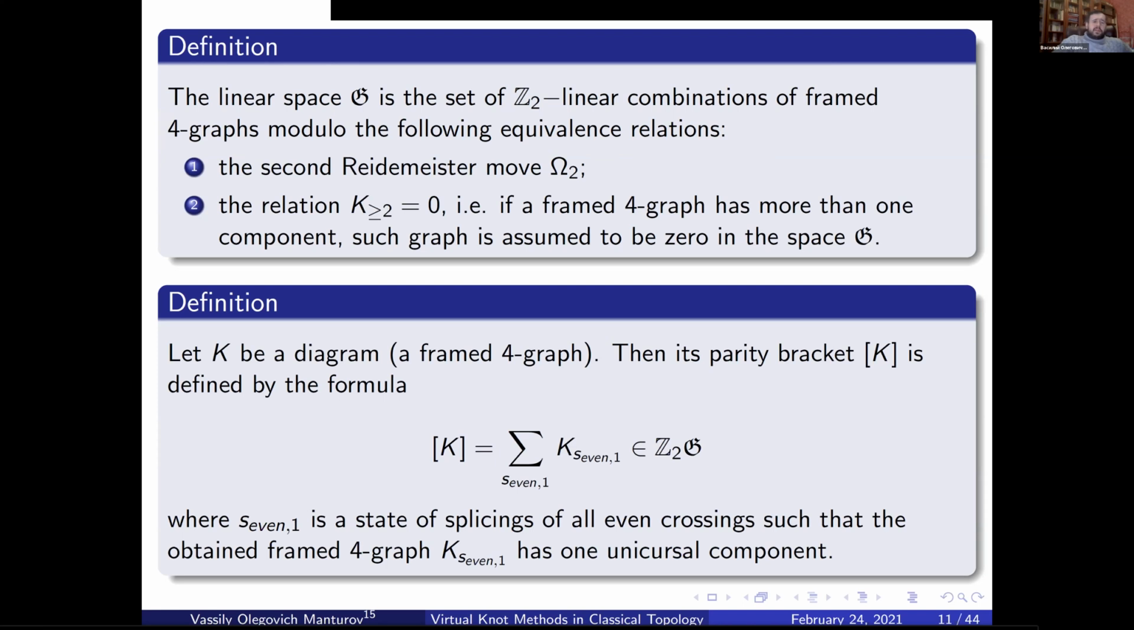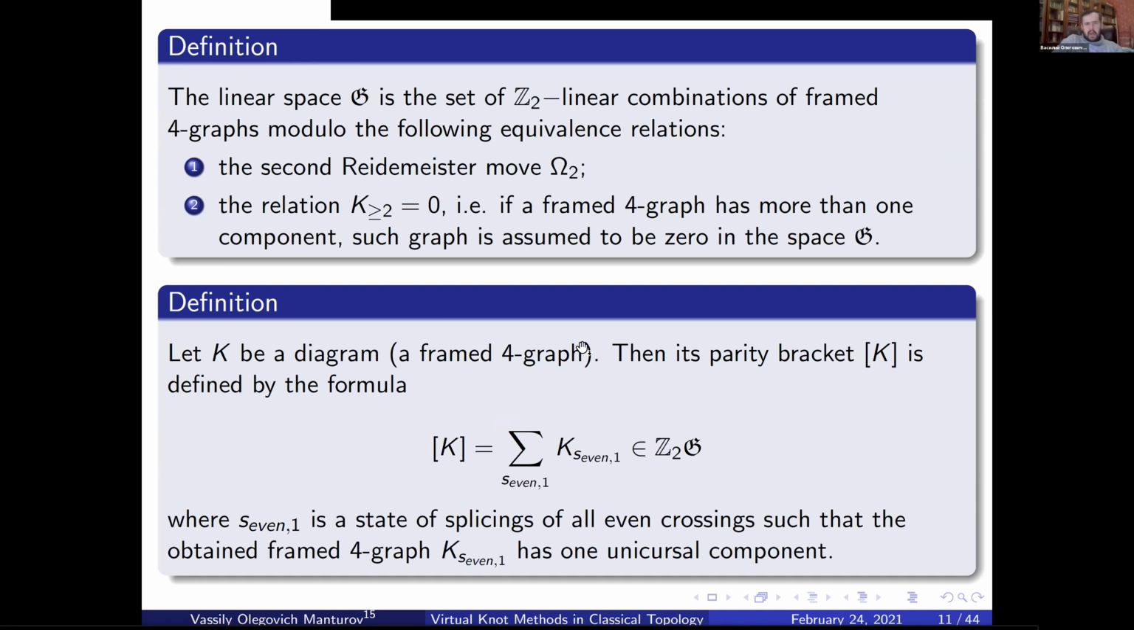So now I want to consider the following definition. This diagram is a diagram of a free knot, so a frame-coherent graph. Then its parity bracket is defined by the following formula. So we take this graph K, and we take all possible states of this graph. What do I mean by state? We take a crossing, and if this crossing is even, then we have two ways to smooth it out. So we can remove it by smoothing it in a horizontal way, or we can remove this crossing by smoothing it in the vertical way. So here are the two ways of smoothing of an even crossing.